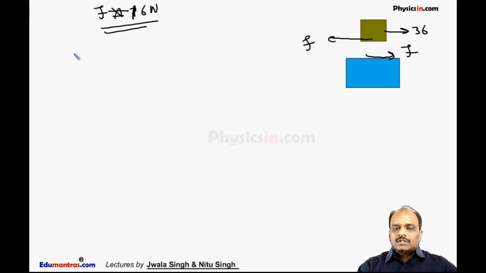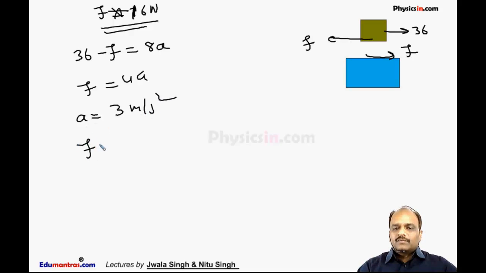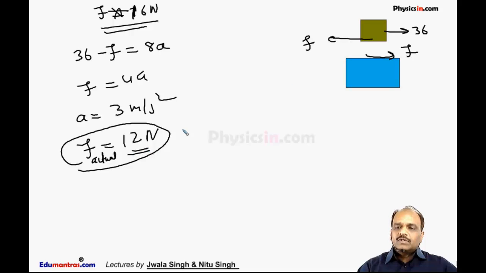Now we can say 36 minus this friction is equal to mass into acceleration, which is 8a. In the same way the friction here is 4a. So from here we get a equal to 3 meter per second square, and the actual friction is only 12 Newton, and this is the static friction. So these two blocks will again move together.